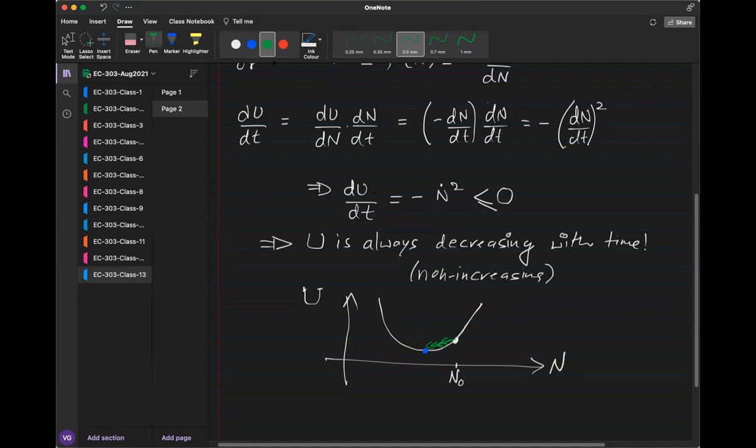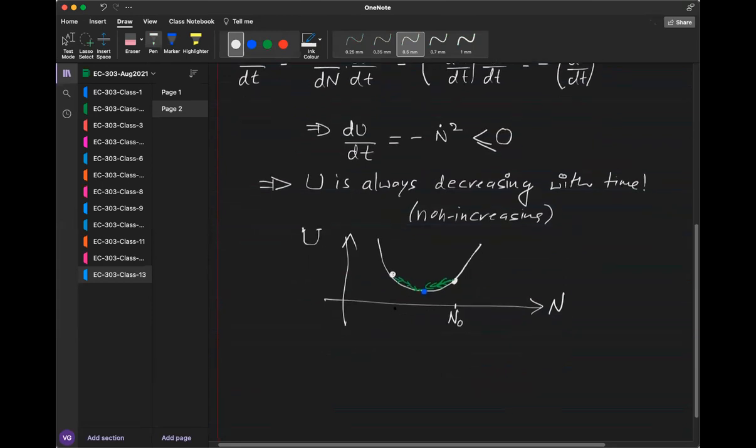On the other hand, imagine I started the system somewhere here. What will happen now? Will it go this way? Will it go this way? It has to go this way because that's the direction in which u is reducing. Okay. Therefore, this function u is interesting and useful because you can think of population dynamics as a ball rolling in a landscape.